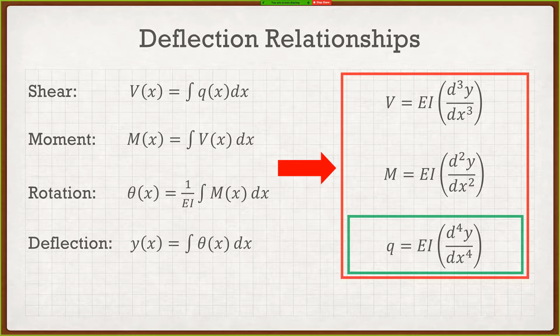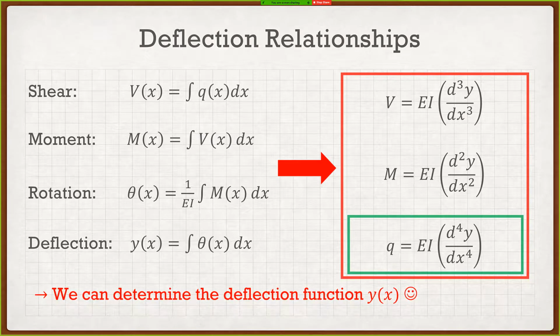Now let's look at our problem. Our problem is a little bit different, where we do not have that deflection function. However, we are given the distributed load. So if I look at that last relationship that I still have highlighted in green, we can actually determine that deflection function, because if we look at the left-hand side, it's simply Q, and we know what Q is. If we look at the right-hand side, EI, the flexural stiffness, we can find out what that is.